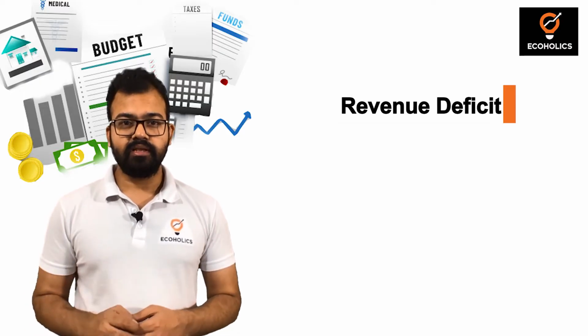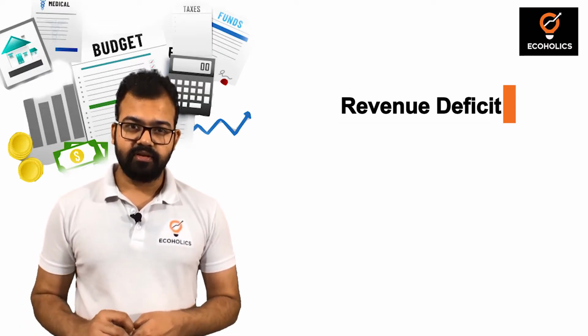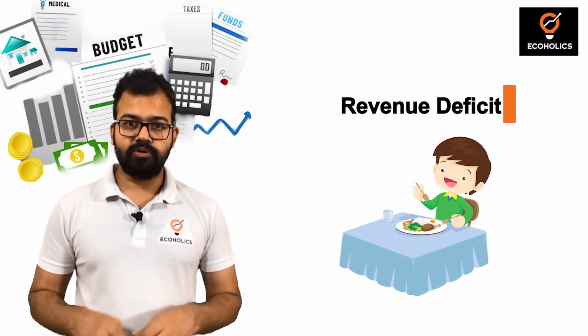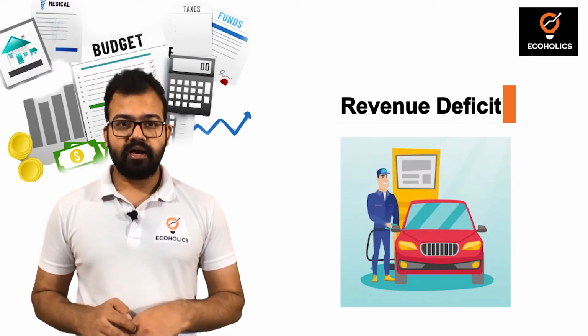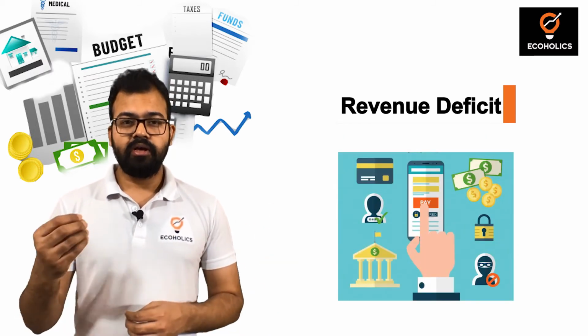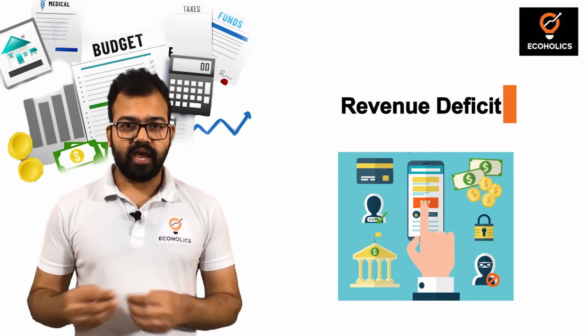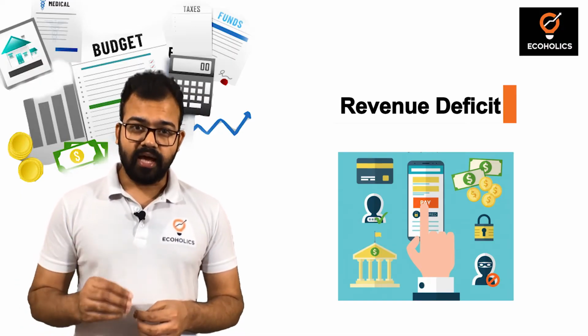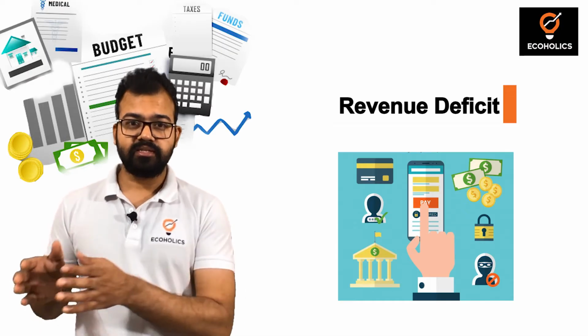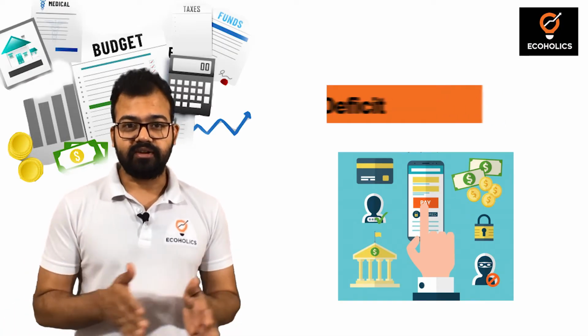Like for example, if you understand from daily life, we are eating food, we are filling petrol in our car, we are paying some fees in the school or anything. These are day-to-day activities. If we are not able to do that, it is the same as the government not being able to do it. So that is a revenue deficit.